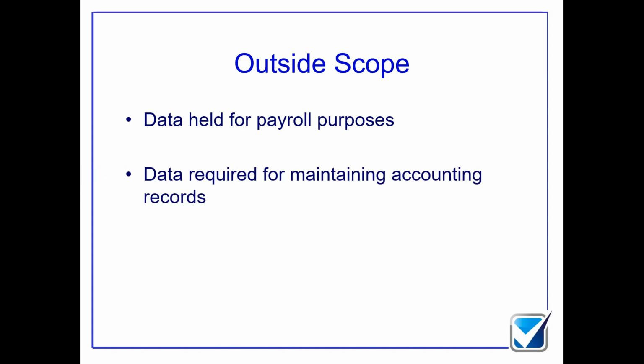There are certain things which are outside the scope for data protection issues, and the general rules of thumb are, if you hold information on individuals for payroll purposes, that's fine. If you hold information on individuals for the purpose of maintaining your accounting records, that tends to be fine as well. As an aside, if you hold details of individuals for exam purposes, that's usually outside the scope as well.